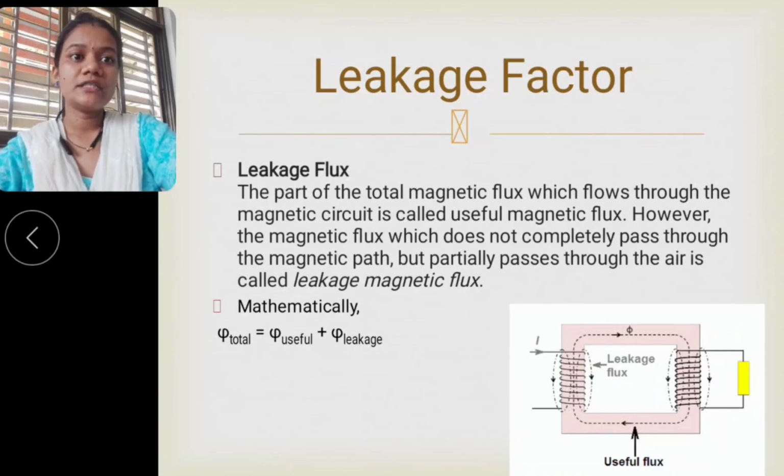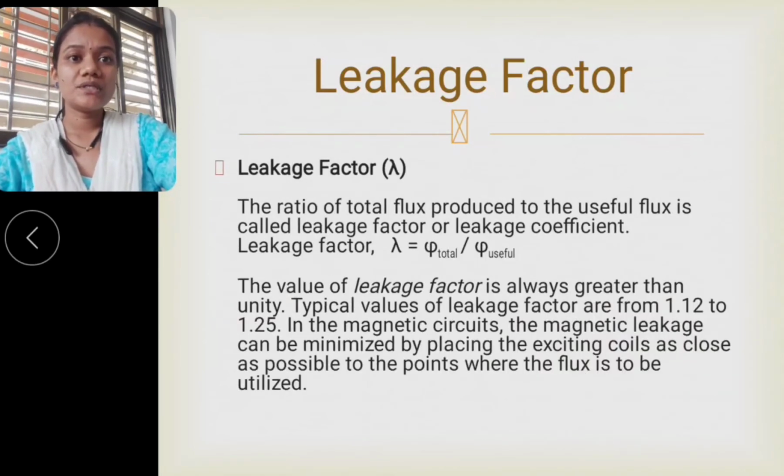We call it leakage flux because it partially passes through the air. Mathematically, the total flux is equal to phi useful plus phi leakage. By adding them, we get the total flux. Now what is the leakage factor? The leakage factor is the ratio of total flux produced to the useful flux, that is, how much total flux is produced and how much we use.